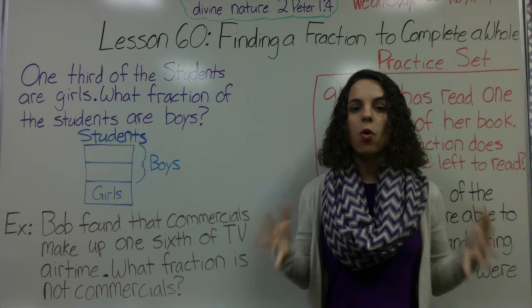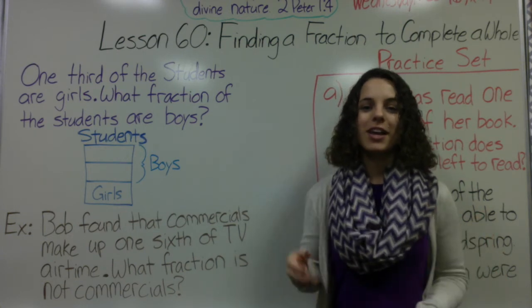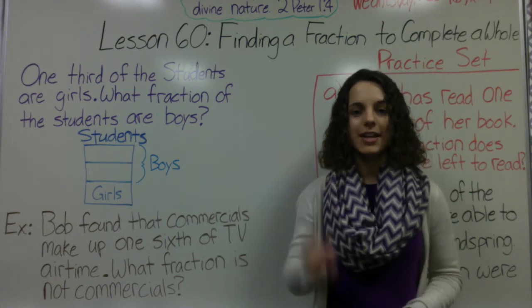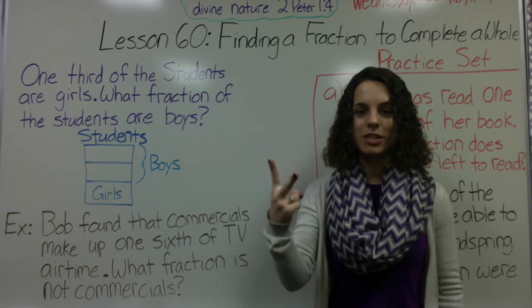Now we know that we can write a whole number in many different ways in the form of a fraction. We can write it as 5/5, we can write it as 20/20, we can write it as 87/87, as long as we have the same numerator and same denominator.